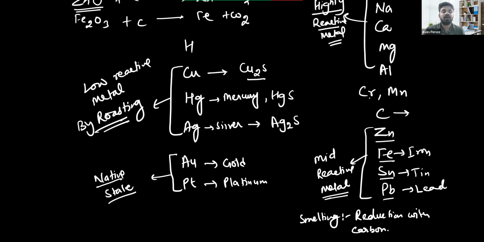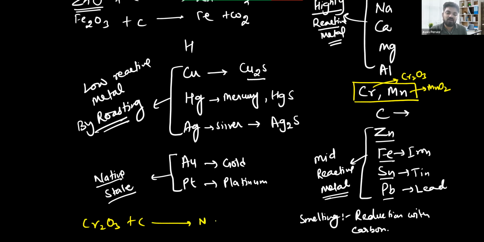You understood? And these two metals, chromium and manganese, cannot be reduced. For example, if I have chromium oxide Cr2O3 and MnO2, and I try Cr2O3 with carbon, no reaction will take place. We can say that they cannot be reduced with the help of carbon.